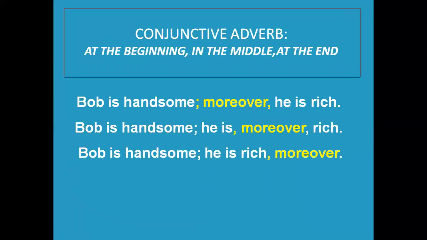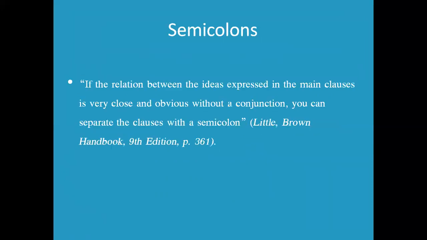floating adverbs. For example, Bob is handsome, moreover he is rich. In the middle: Bob is handsome, he is moreover rich. At the end: Bob is handsome, he is rich, moreover. And here it is at the beginning of the second part of the sentence, then in the middle, and at the end of the sentence. You see, here are the floating adverbs.